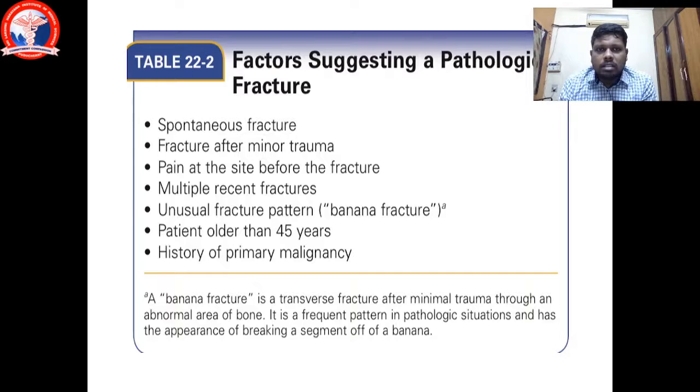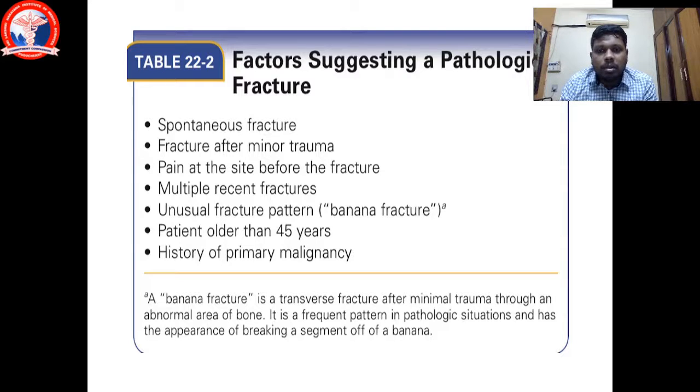So, factors suggesting a pathological fracture. What are the factors that suggest a pathological fracture? When the patient comes to you with a spontaneous fracture, or has had just a mild trivial trauma, which is not supposed to cause a fracture in a normal healthy individual, but it has caused a fracture in this patient. Fracture after minor trauma. Pain at the site before fracture. A patient may have pain in the right proximal thigh for 2 to 3 months, and suddenly develop a fracture there. So you should ask about any history of pain before the fracture.